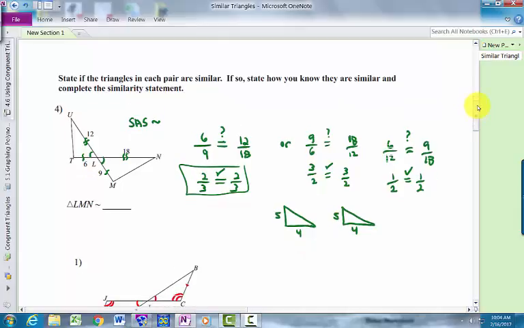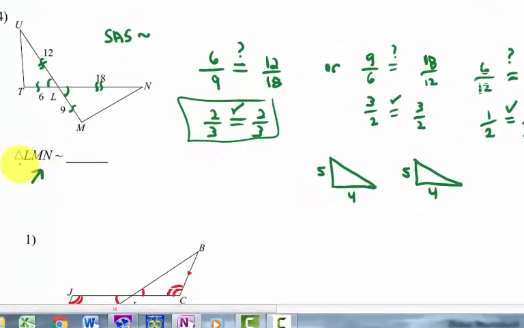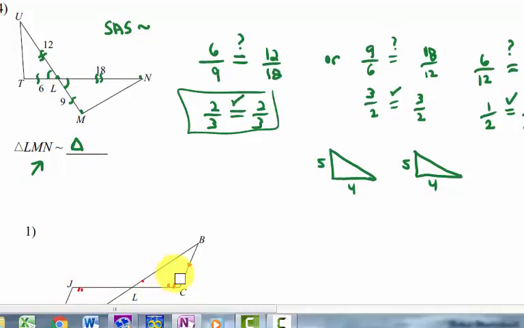Okay, so we're not done over here. We got to match up our vertices. We said that these two triangles were similar, L and N. So where are we? L is here, M is here, and N. And what do those match up with? L what? LTU. Yeah, you got to match up the vertices, how they go.